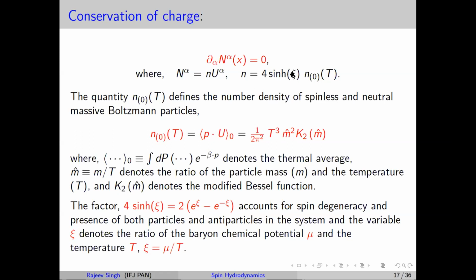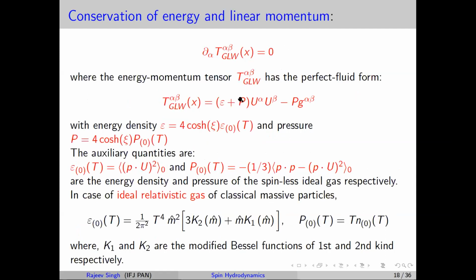And this is the ratio of the mu over T. Mu is the baryon chemical potential over temperature. So for the ideal relativistic gas of massive particles, this is the form. Similarly, for the conservation of energy and linear momentum, we have used the ideal relativistic gas of massive particles, and there we have this perfect fluid form.